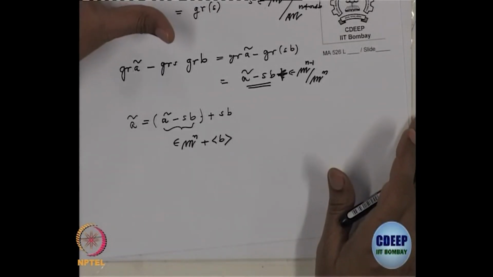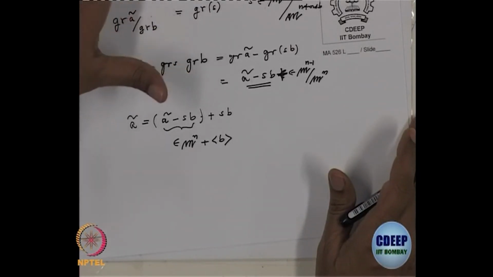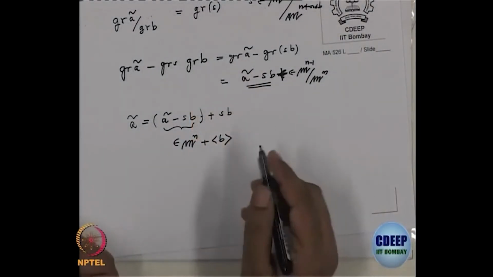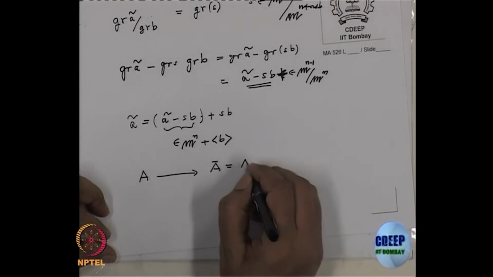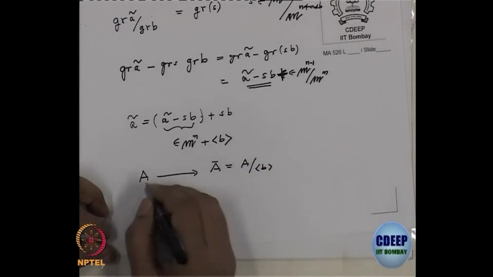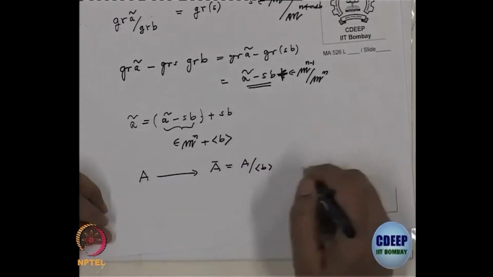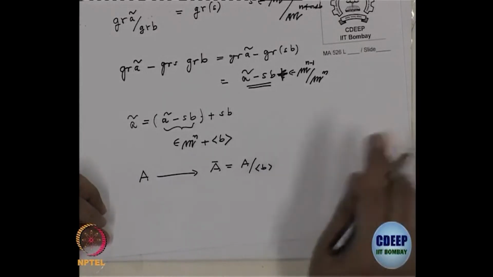This is just an interplay between how you read the graded ring. The structure of the graded ring is very important: how the elements from A go there and how you read their degrees and so on. So that proves what we want. Then, by passing from A to A bar, which is A by the ideal generated by B, Krull's intersection theorem will give the result.